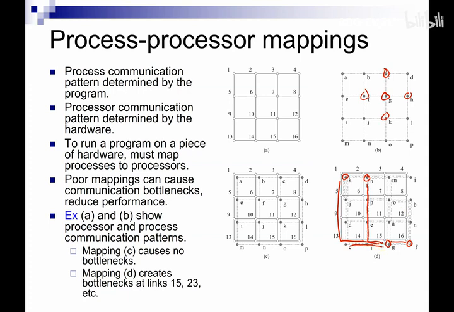Okay, so if you look at this mapping, right, then for G to talk to any of its neighbors, it takes only 1 hop. Whereas for this mapping, it takes up to 5 hops.